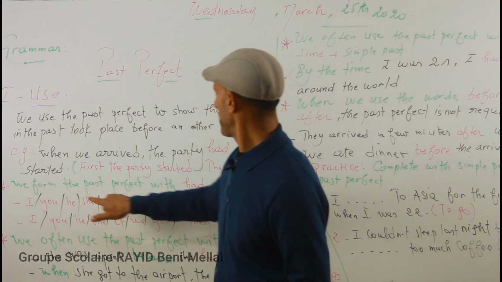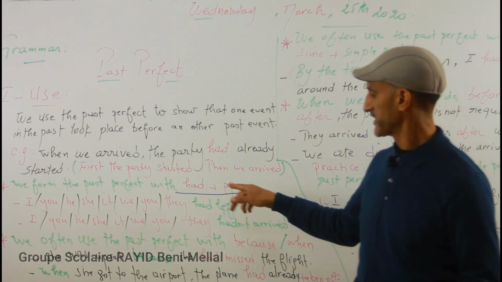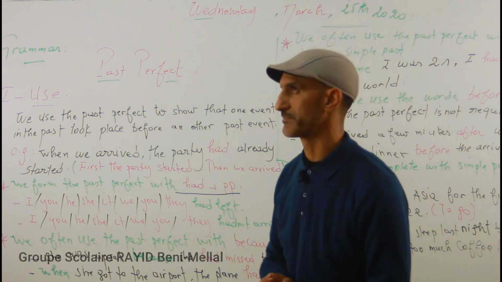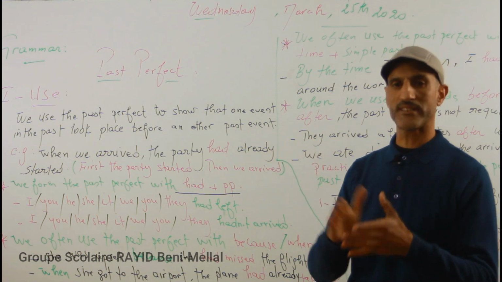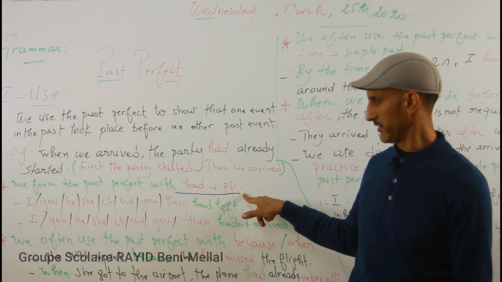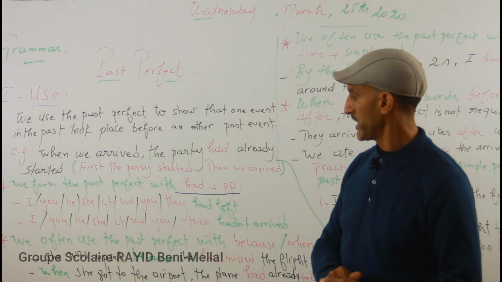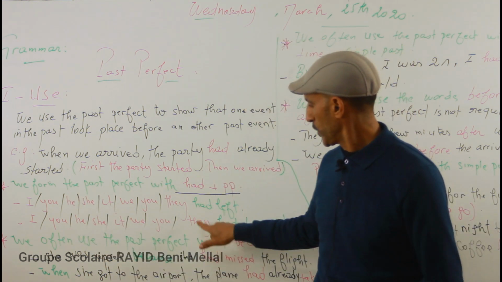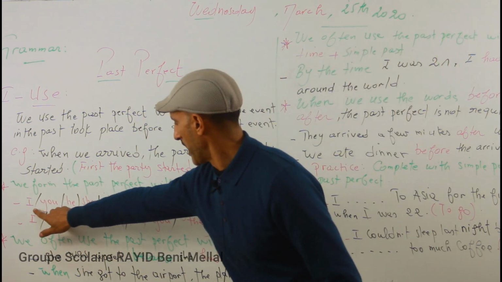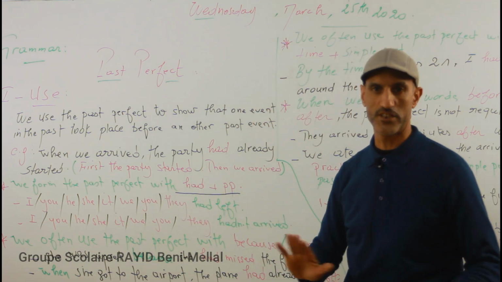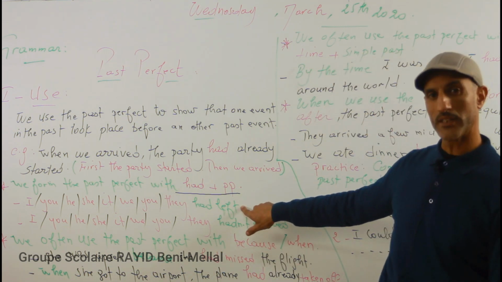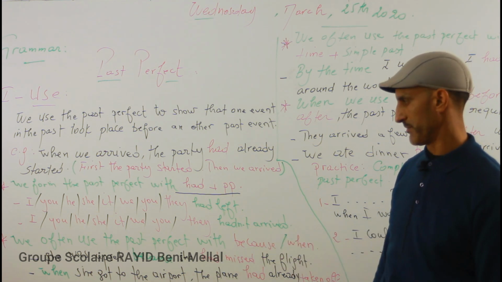Next, we form the past perfect with had plus past participle. For example, the verb to go: the infinitive is go, the simple past is went, and the past participle is gone. To take: the simple past is took, and the past participle is taken. So here we are dealing with the past participle. Be careful: when we conjugate the verb in the past perfect, we don't have any change. We keep the same form of the verb with all the subject pronouns, as you can see on the board. For example, I, you, he, she, it, we, you, they had left. No change. In the negative form, hadn't arrived. Here we are dealing with an irregular verb, and here we have a regular verb.